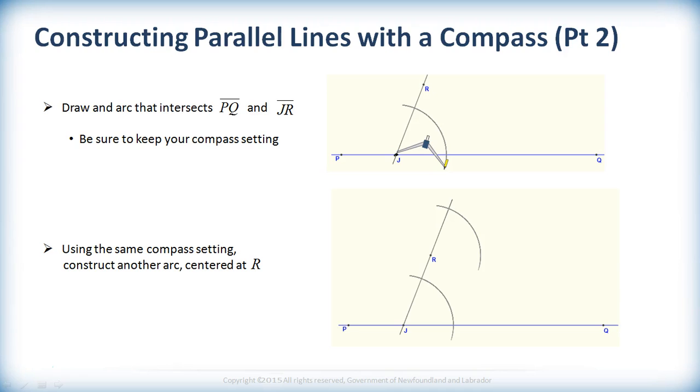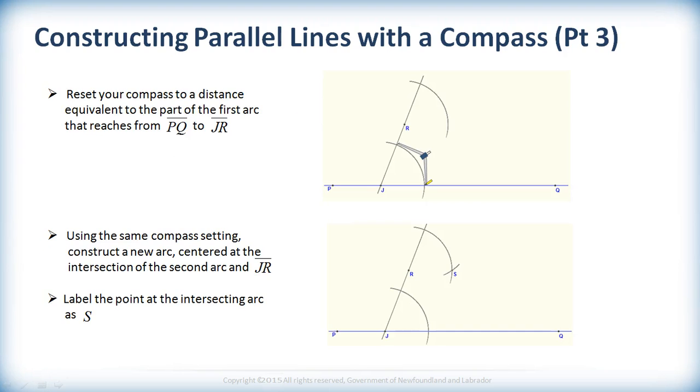The important thing is to keep your compass setting. So don't readjust your compass, leave it set the same way. Then you take your compass and you anchor it up here at R, and you draw out another arc above the other one. So we end up with these two arcs, one anchored at J and one anchored at R. So they should have the same radius, okay? But we have these two arcs drawn.